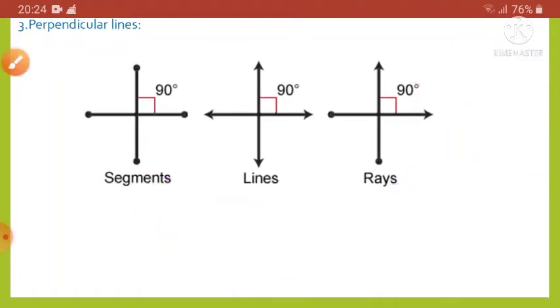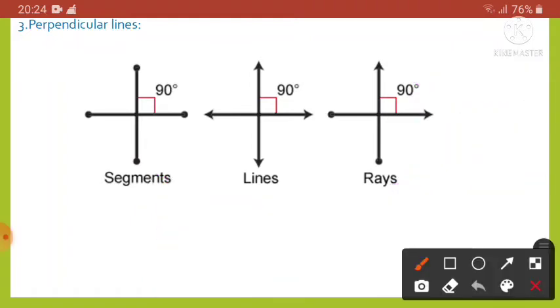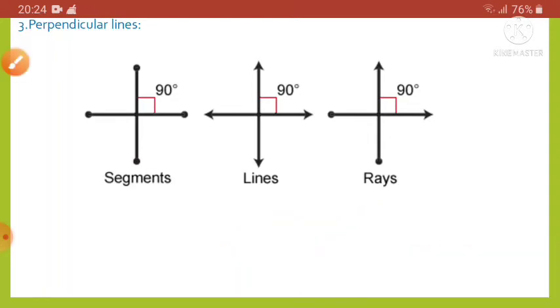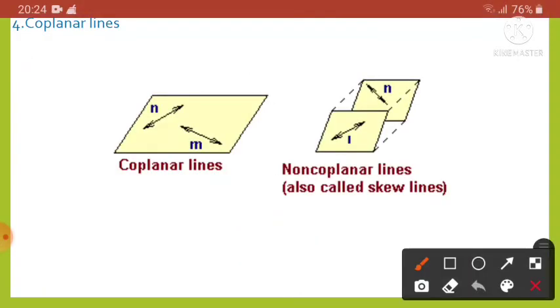So we can write OX, then the perpendicular sign, then OY. Got it? And the last one is coplanar lines.